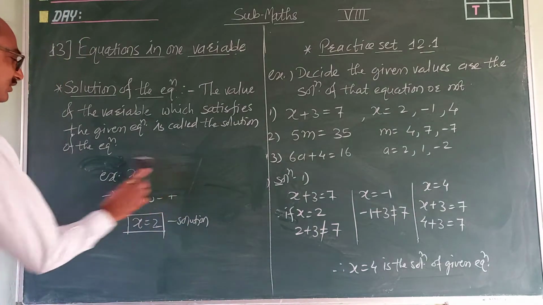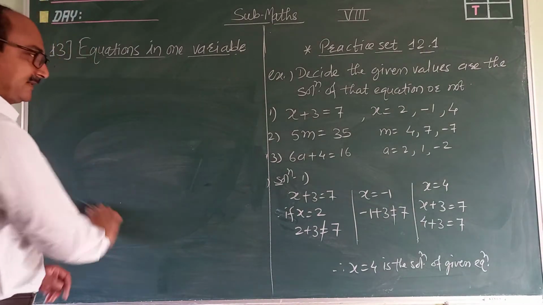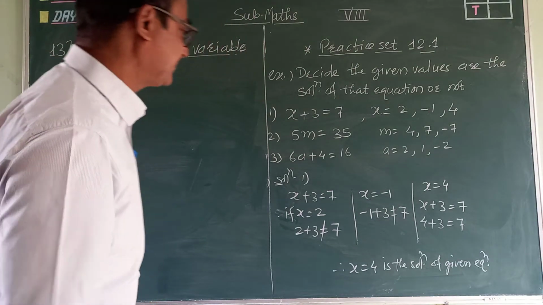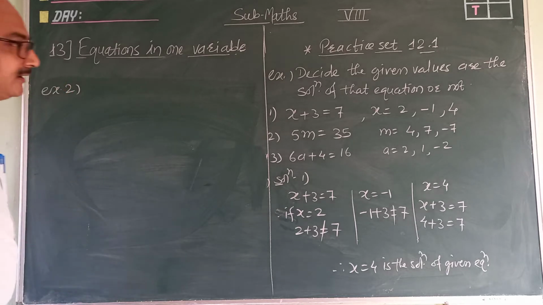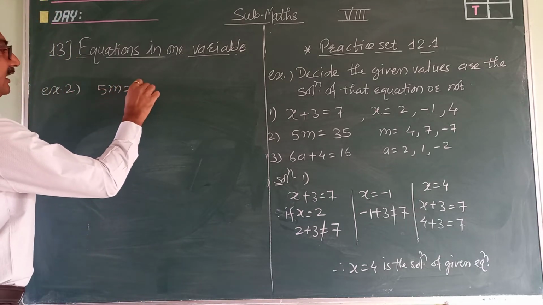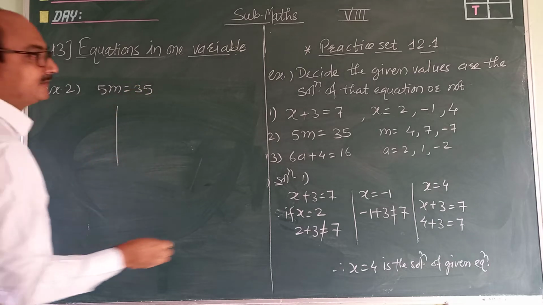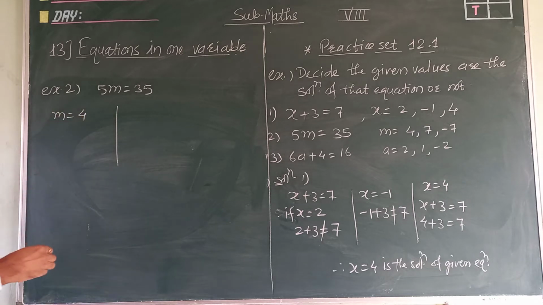So now we'll see another one. You have to write this definition that I explained in your notebook. So next one, second example, we'll see. What is that? 5m is equal to 35. So one by one we will do. First one, m is equal to 4.